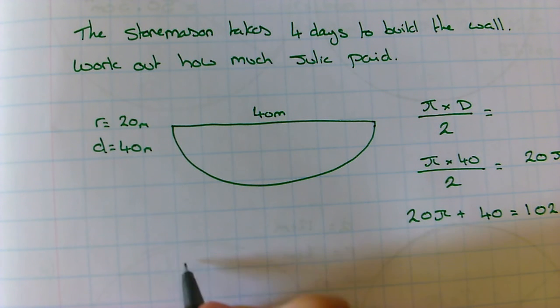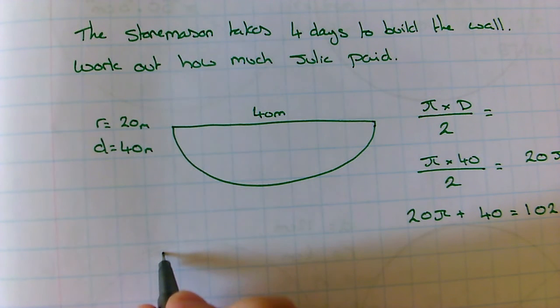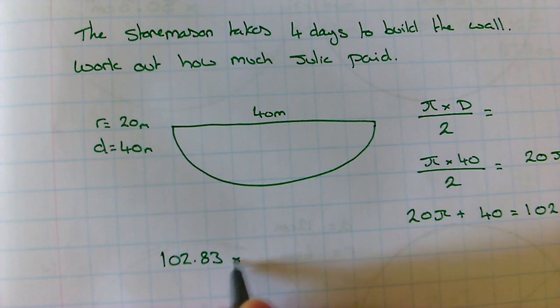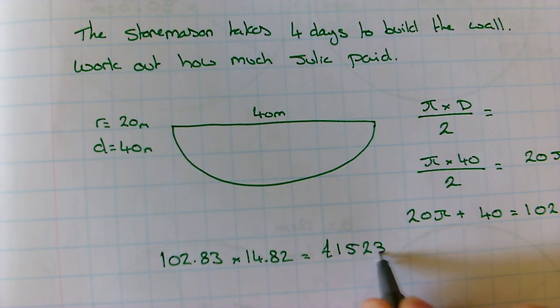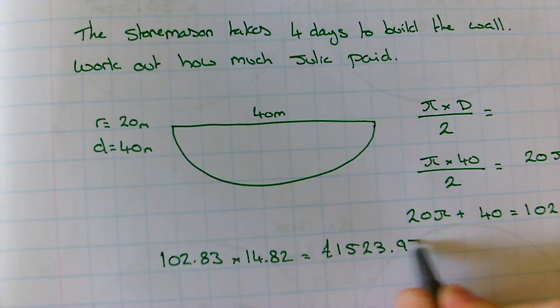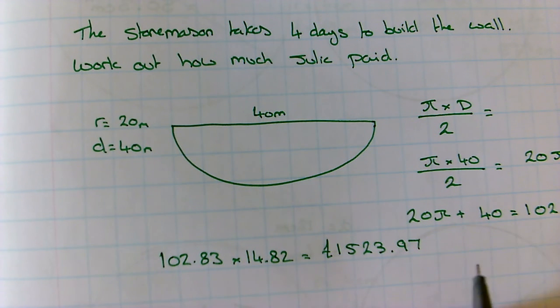Okay, so it's 102.83 times 14.82. Type it into a calculator, we get £1,523.97p. Okay, so that's just for the wall itself. We haven't yet factored in the £140 for each day's work. It takes 4 days to build it.